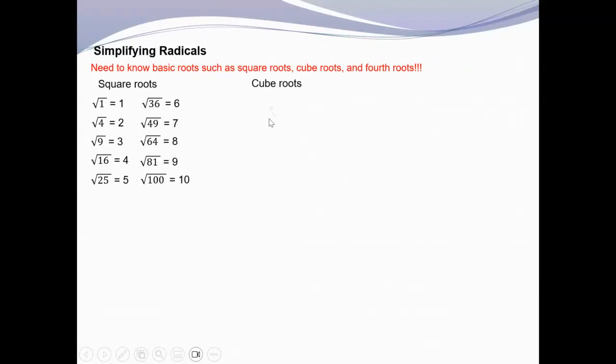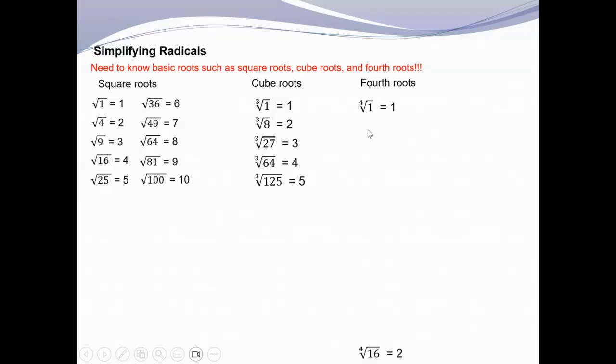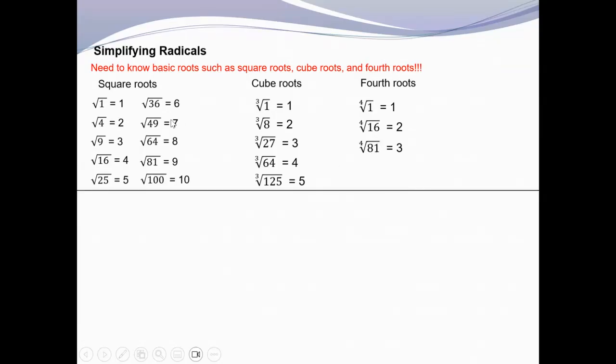For the cube roots, for example, the cube root of 1 is equal to 1. The cube root of 8 is equal to 2. The cube root of 27 is equal to 3. And the cube root of 64 is equal to 4. Maybe one more: the cube root of 125 is equal to 5. So for the cube roots, at least know all the way to 5. For the fourth roots, the fourth root of 1 is equal to 1. The fourth root of 16 is equal to 2. And the fourth root of 81 is equal to 3. So at least know all the way to 3. These are the ones that you should know: at least the cube roots all the way to 5 and the fourth roots all the way to 3.